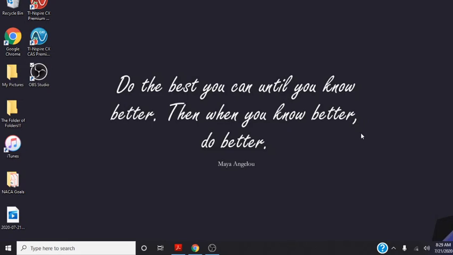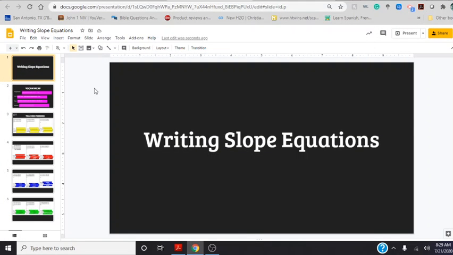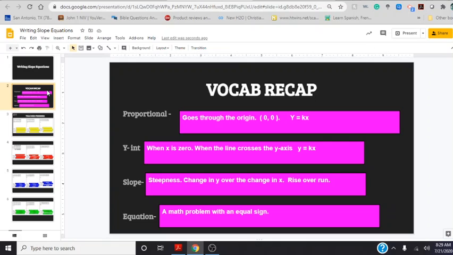I wanted to make a video from summer school day 6, which was yesterday, July 20th, about how to do writing equation or slope equations. Yesterday we started with writing slope equations from tables, and today we'll be doing them from graphs. But for yesterday's writing slope equations, we had a vocabulary slide, and I left some of what we talked about up.